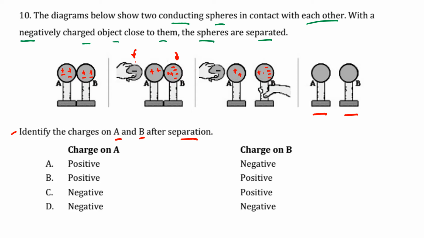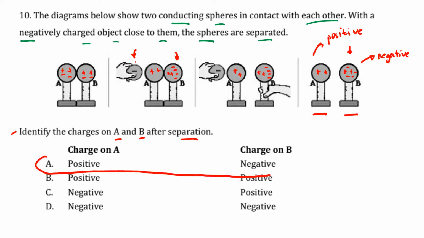Alright, so basically A would become positive, and ball B gains the negative charges of ball A. Therefore this object has more negatively charged particles, or electrons, compared to the protons, and this makes it negative. So this one here is negative and ball A is positive, and this gives us the answer as letter A. So the charge on A is positive while the charge on B is negative.